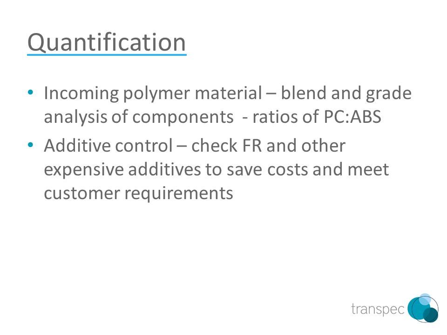Quantification is a vital part of master batches and compounders analysis, as it can give information on incoming polymer material such as blend and grade analysis, for example the ratio of polycarbonate to ABS, as well as additive control. By checking the level of flame retardants and other expensive additives, the compounder can save both time and material costs, whilst making sure customer requirements and standards are met.